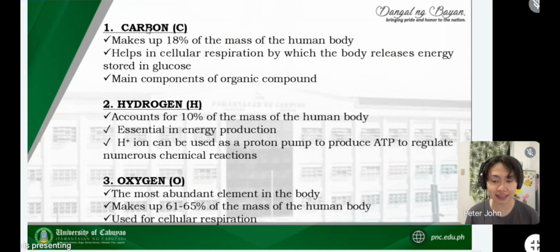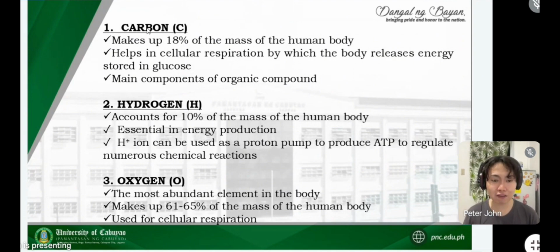Next, we have oxygen, the most abundant element in the body and made up of 61 to 65% of mass of human body, used for cellular respiration. Yes, we can see that obviously. So, kung konti lang yung oxygen natin, alam natin nahihingal tayo, tama? So, that's why we need to get enough oxygen lagi.